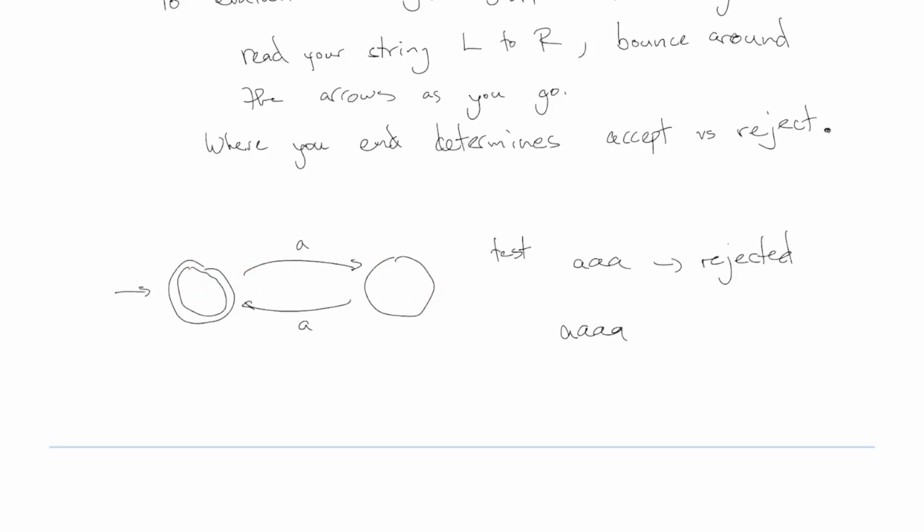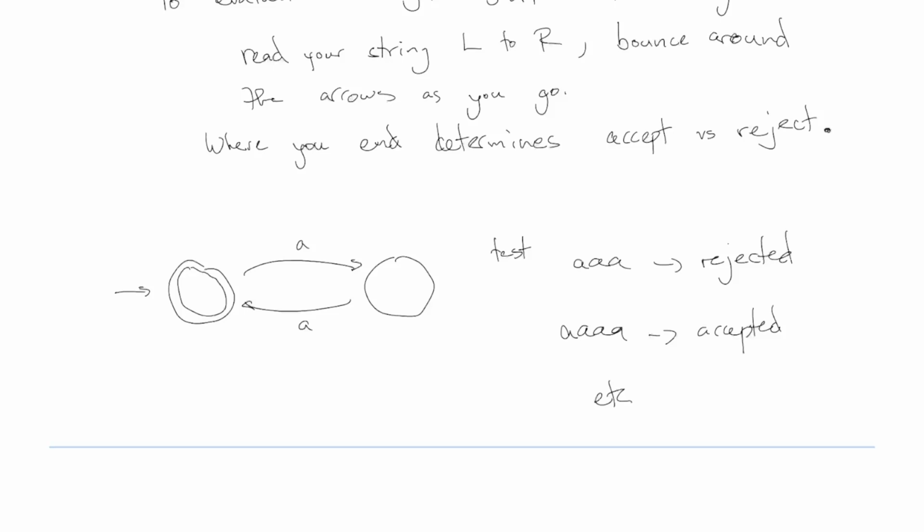So it's accepted. And I think it shouldn't be too hard to convince yourself this really is about evens versus odds. If you have an even amount, you go back and forth and you end up on the left. If you have an odd amount, you go back and forth, but you end up on the right. So this is accepted, etc. It really does do what I said it should do. Is that making any sense to everybody? I hope so.